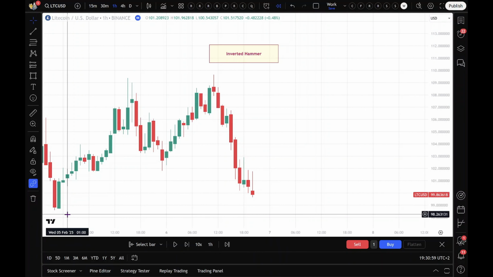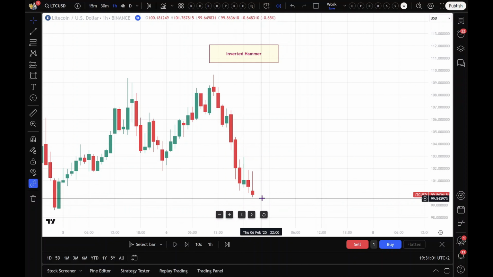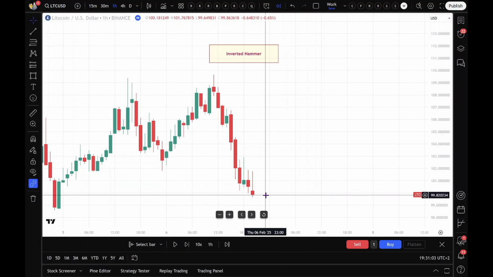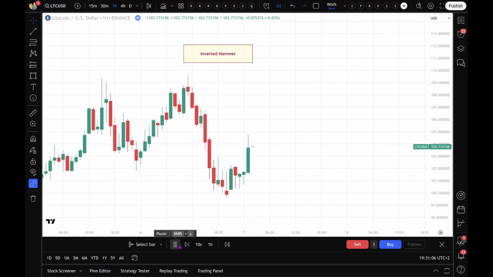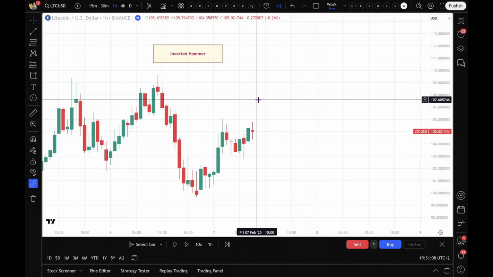Let's move to TradingView. Here we have our inverted hammer with a long bullish wick and a small body. Let's see what the price will do. It increases, meaning the trend is finished.